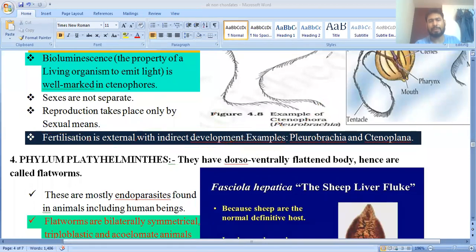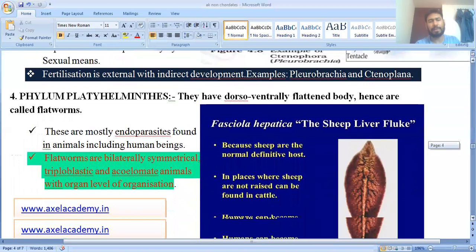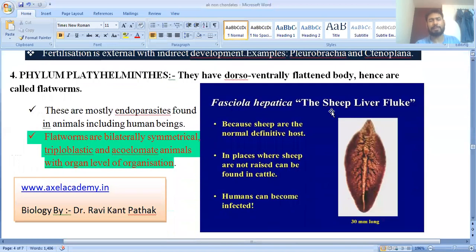Why do we call it Platyhelminthes? Platyhelminthes is also known as flatworm. And why do we call it flatworm? Because their body is dorsoventrally flattened. So due to this, it is also known as flatworm. Clear?